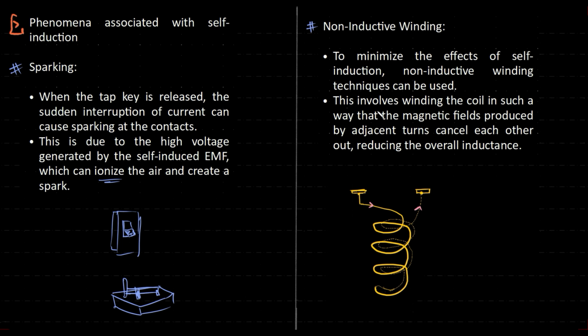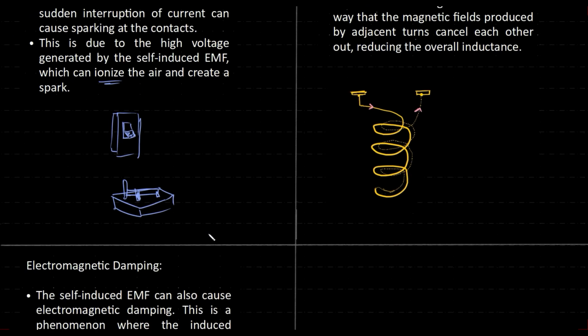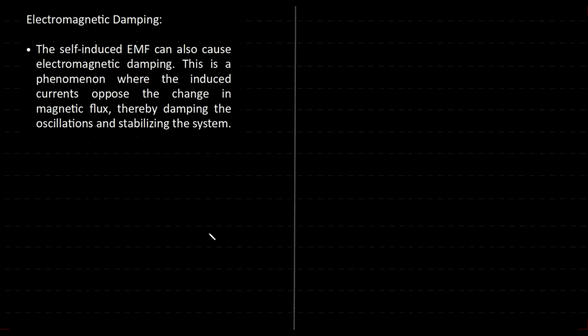How is that? This involves winding the coil in such a way that the magnetic field produced by adjacent turns cancel each other out, reducing the overall inductance. It makes sense, right? So it's just about being smart at that moment of time.